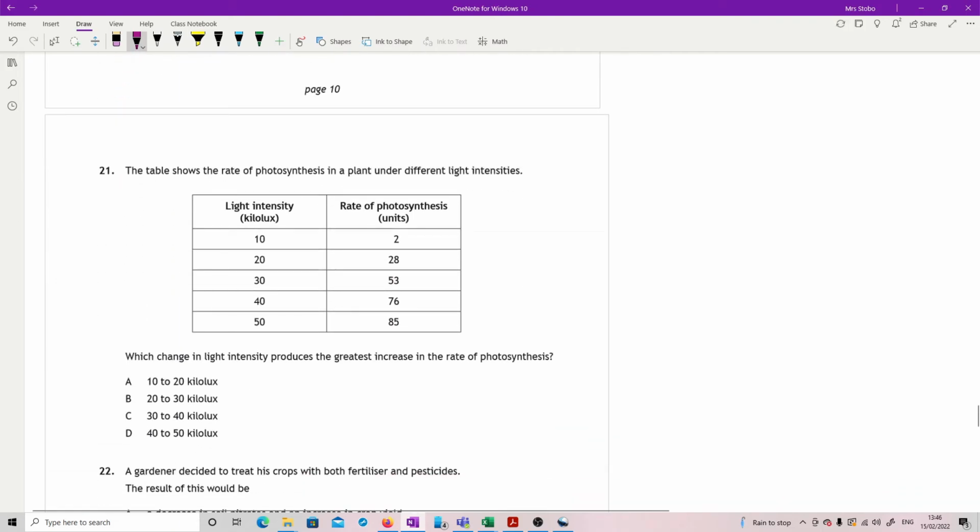We've got the rate of photosynthesis in a plant under different light intensities, so 10, 20, 30, 40, 50, and our rate of photosynthesis going up, 28, 53, 76, and 85. Which change in light intensity produces the greatest increase in the rate of photosynthesis? You literally just need to go through, so it's 10 to 20, 20 to 30, 30 to 40, 40 to 50. Look for the differences with each one, use a calculator if you need. But your biggest difference is the 26 that you've got between 10 and 20.